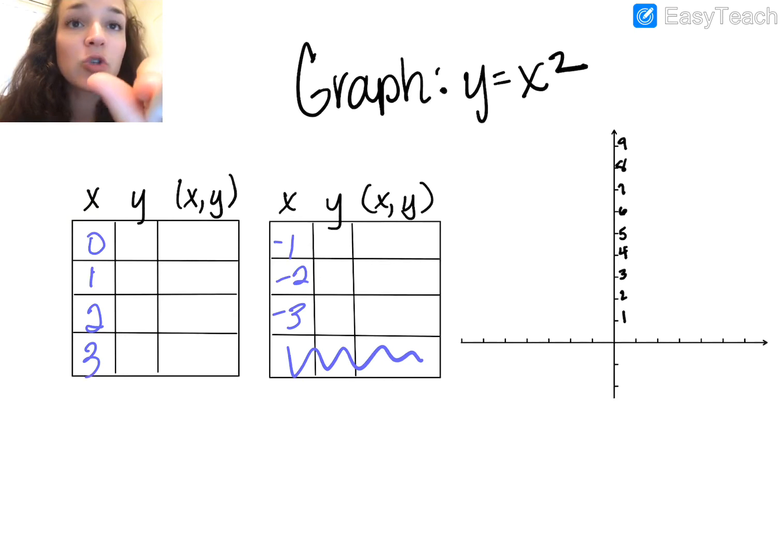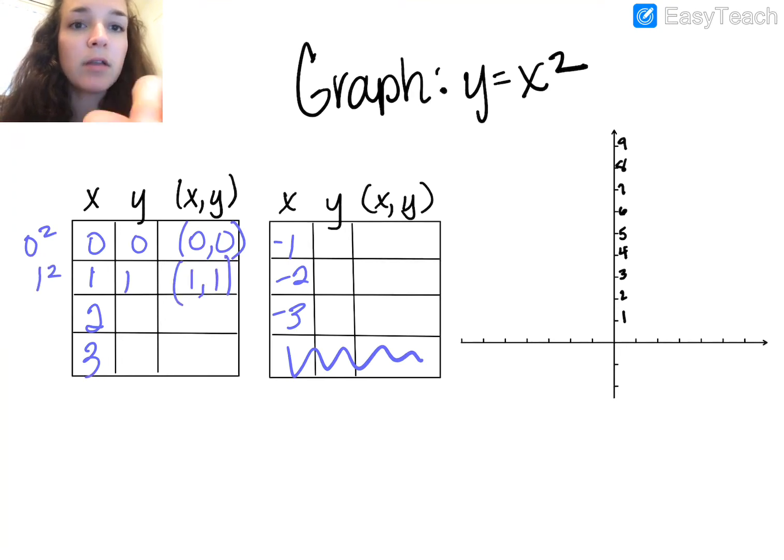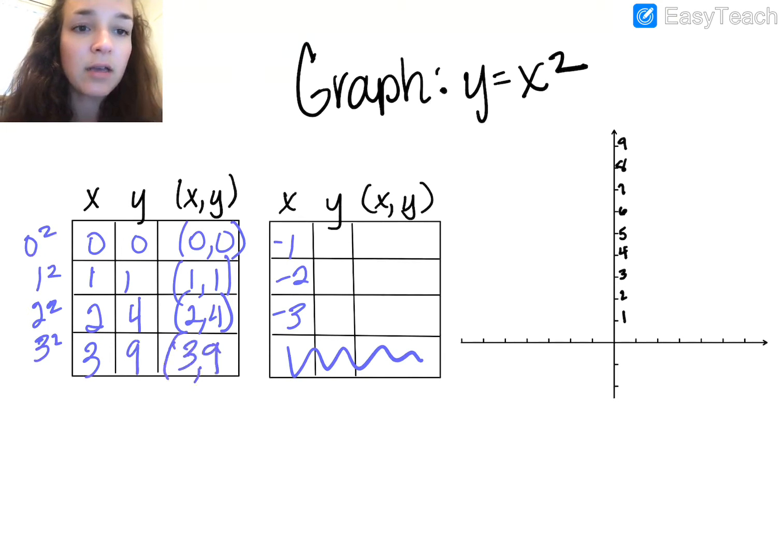But remember, we're just squaring them. So here, we're just finding 0 squared, which would be 0. So we've got a point at 0, 0. Then we're going to do 1 squared, which is 1. So we've got a point at 1, 1. 2 squared, which is 4. So 2, 4 would be that coordinate. 3 squared, which is 9. So that coordinate would be 3, 9.